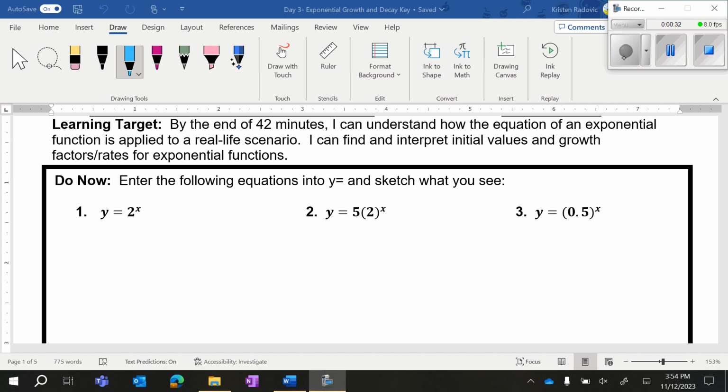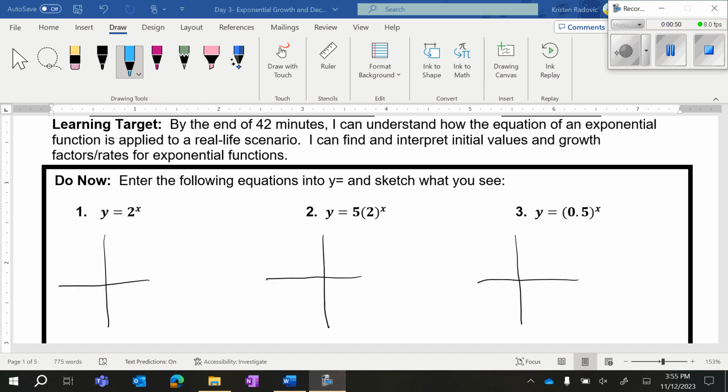Anyway, what I want you to do is to put these equations in your calculator and sketch them. I really suggest that you pause the video. That way you could see them on your own. Unfortunately, my calculator on this computer is not working. So if you were to graph these, you would see something that looks like this.